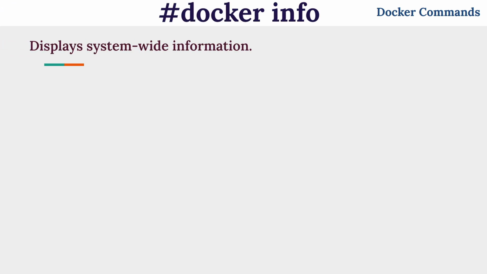Next command is Docker info. The Docker info command retrieves and displays detailed information about the Docker daemon. It provides an overview of various aspects of the Docker environment, including its configuration, usage statistics, and capabilities. Let's see the syntax: docker info.